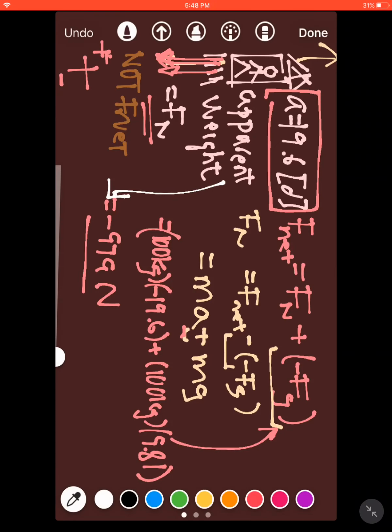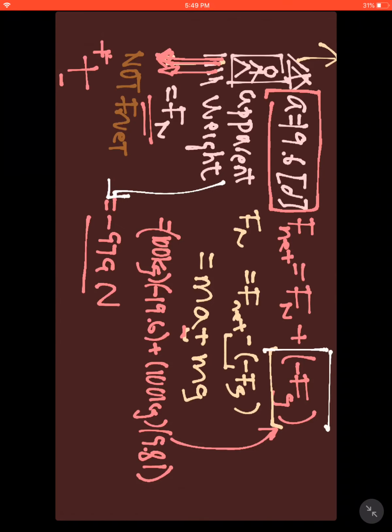Sometimes a question will also ask, what is the true weight or the actual weight? The actual weight will always just be the force of gravity acting on the mass, which is mg. So then your actual or true weight will be right here.